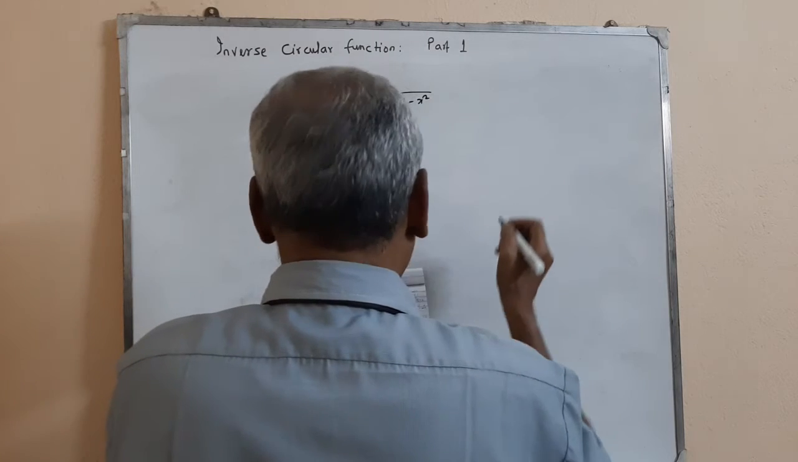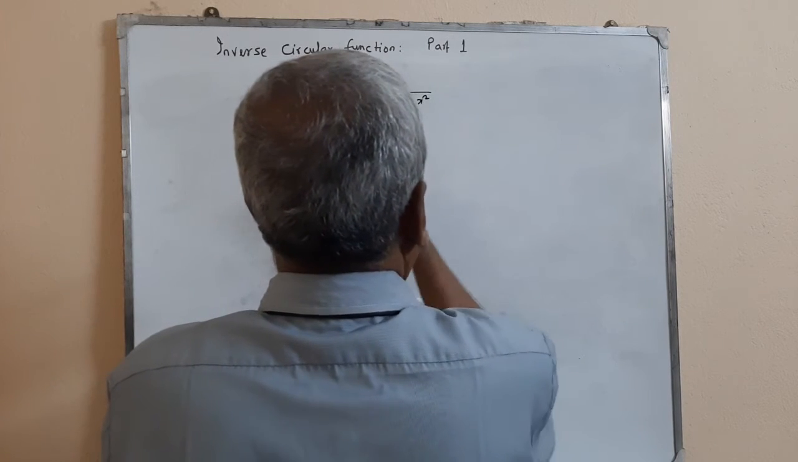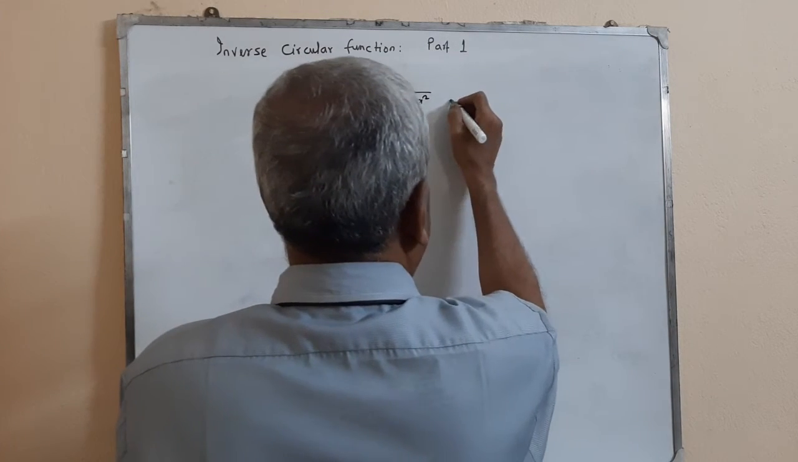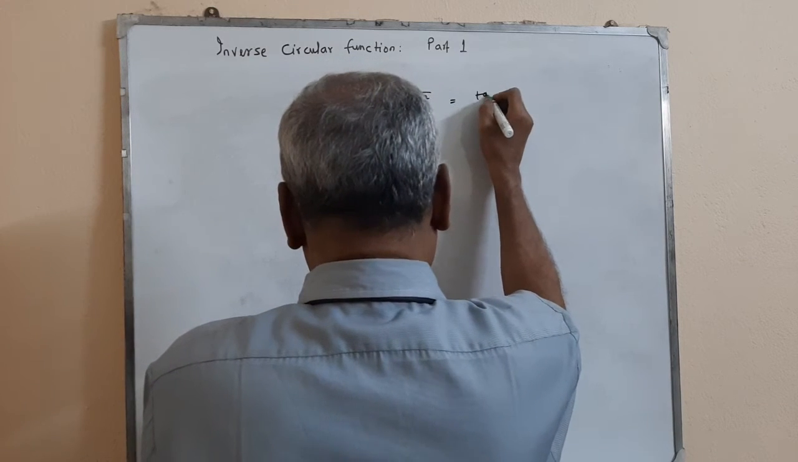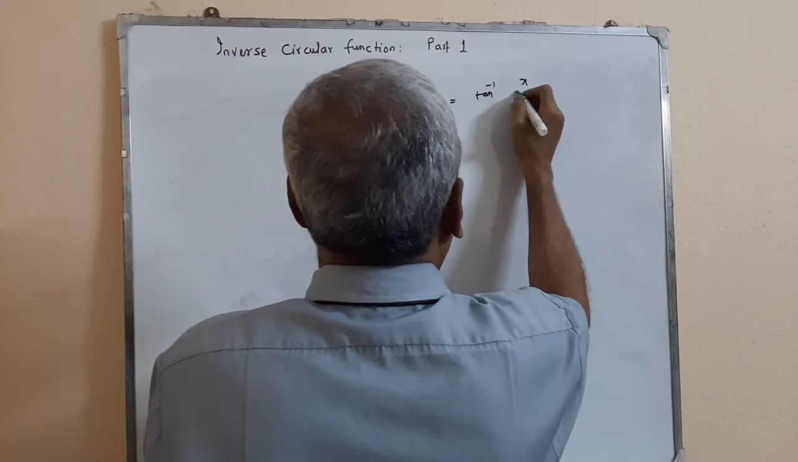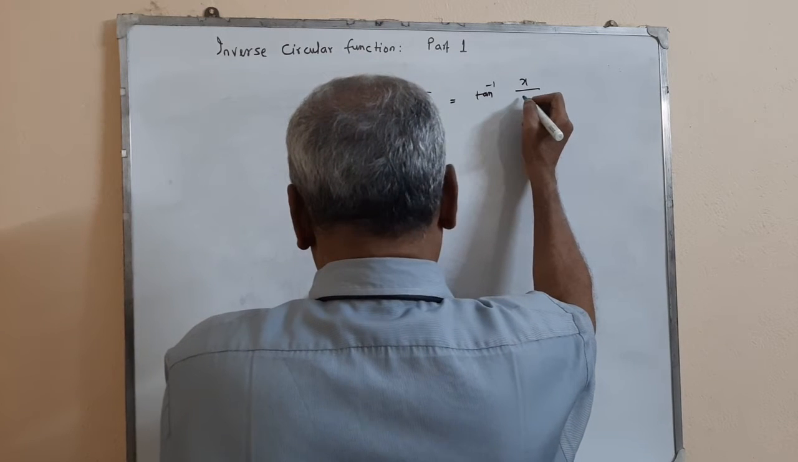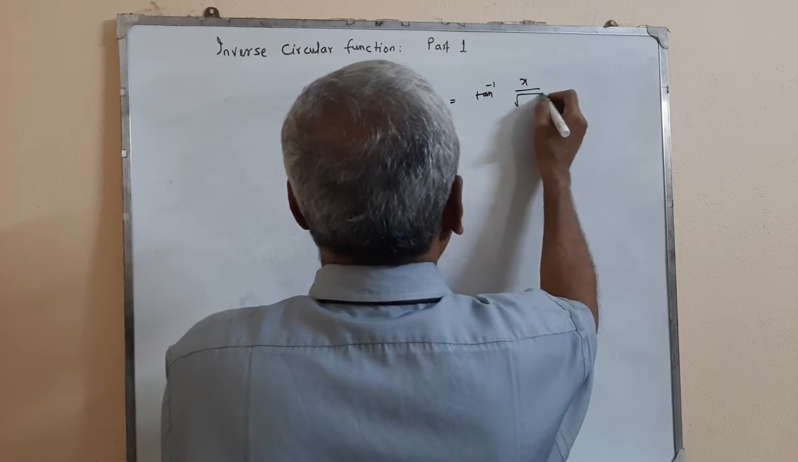Similarly, sine inverse x, cos inverse of that, is equal to tan inverse of x by root over 1 minus x square.